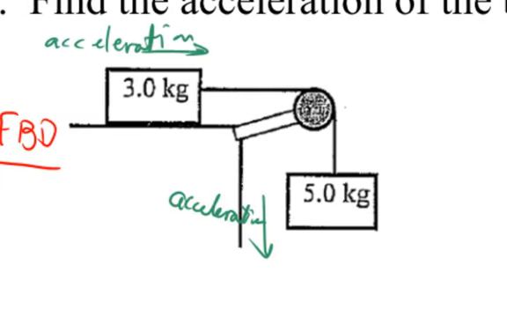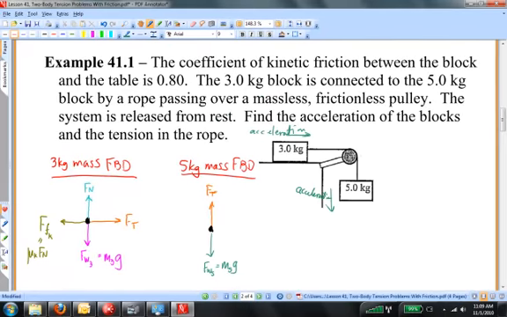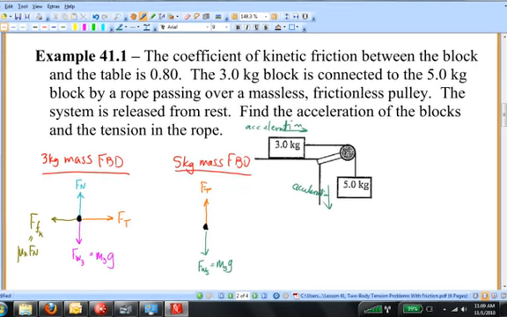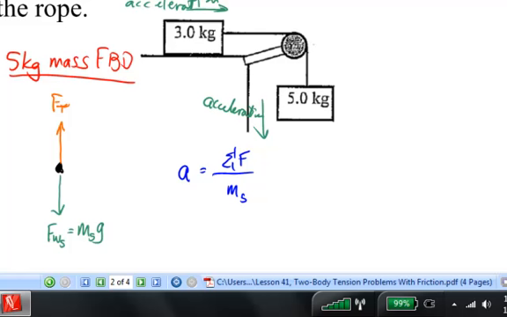So now I want to write Newton's second law for each of the objects. Let's start with the 5 kilogram mass. Newton's second law says the acceleration of the 5 kilogram mass is equal to the net force acting on the 5 kilogram mass divided by its mass. Since downward is the positive direction, the net force is going to be the weight of the 5 kilogram mass minus the string tension. And since the weight is equal to m times g, then I can substitute that in, and I will have an equation for the acceleration of the 5 kilogram mass.